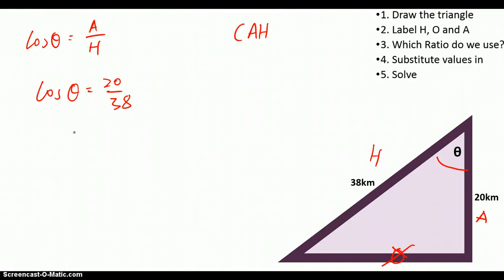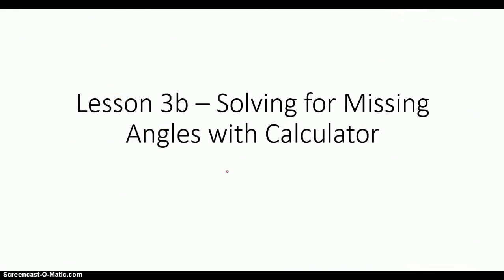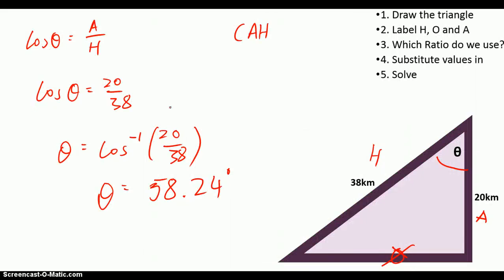And the opposite of cos, you can probably guess, is cos minus 1 of 20 over 38. So if we plug that into our calculator, 20 divided by 38, the answer is 58.24 degrees. Alright, so that ties up the lesson on working out missing angles.